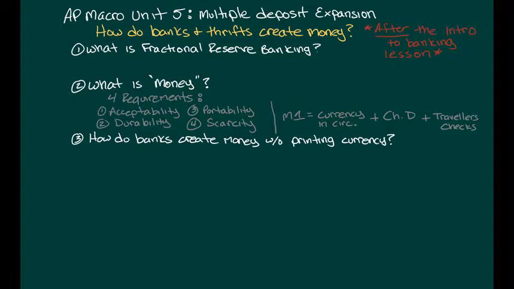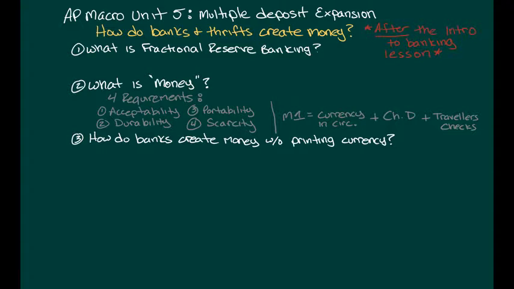Understanding the concept of fractional reserve banking is key to understanding multiple deposit expansion, because multiple deposit expansion can't happen under any system that doesn't use fractional reserves. So, long story short, fractional reserve banking requires banks to only hold a relatively small percentage of total deposits in reserve, and they can lend out the rest. Having fractional reserves is what leads to banks and thrifts being able to create money.